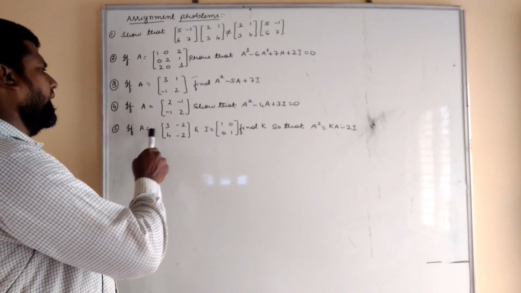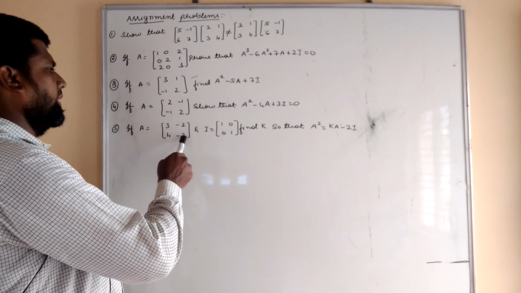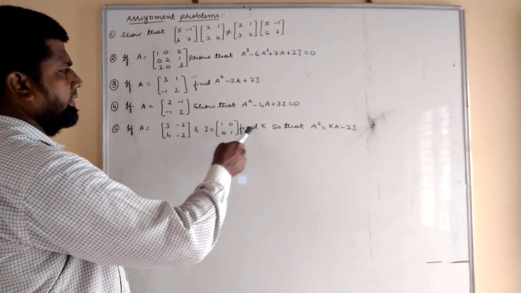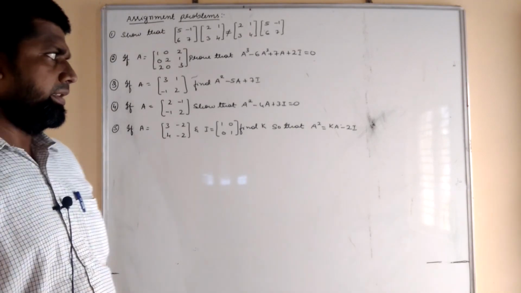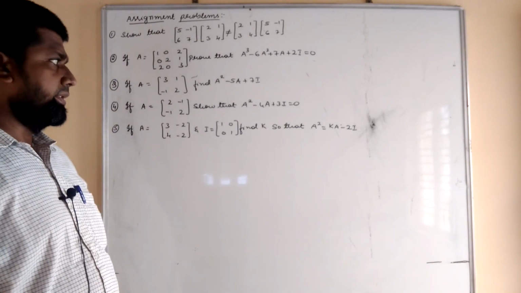Then fifth one, if A is equal to 3, minus 2, 4, minus 2 and I is equal to 1, 0, 0, 1, find k so that A square is equal to kA minus 2I. So these are the assignment questions.